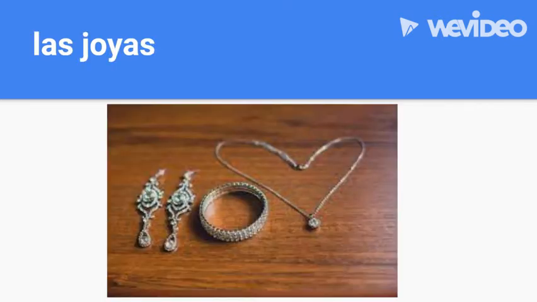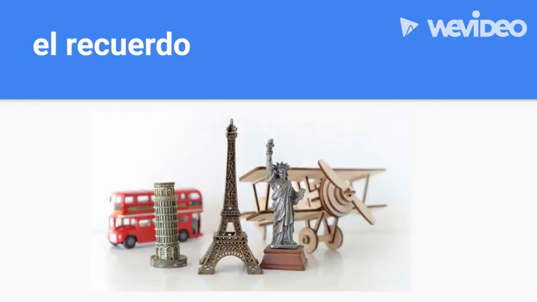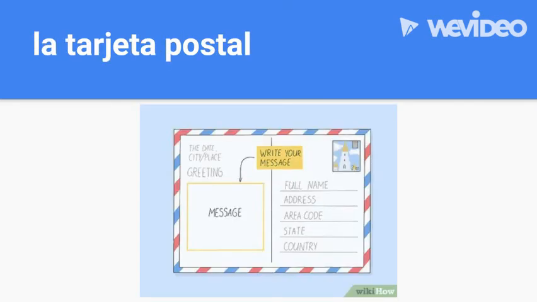Las joyas is the word for jewelry in general. Be careful with this one because jewelry in English is singular, but we use the plural in Spanish, las joyas, when we're talking about more than one piece. El recuerdo. El recuerdo is a souvenir, something you take home from a trip of any kind. La tarjeta postal is a postcard that you could send while on vacation.